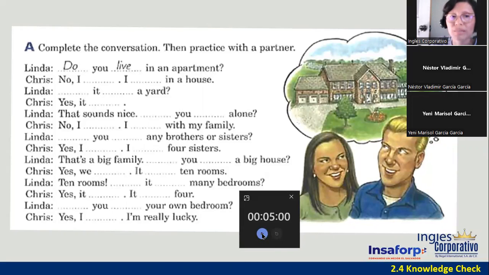Give me one moment. I'm going to get a glass of water. Voy por un vaso con agua, permítame.